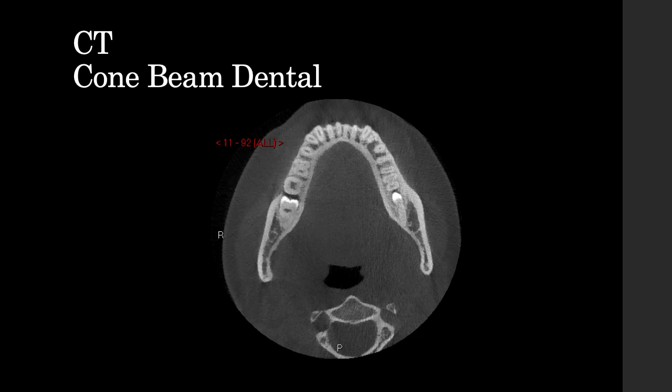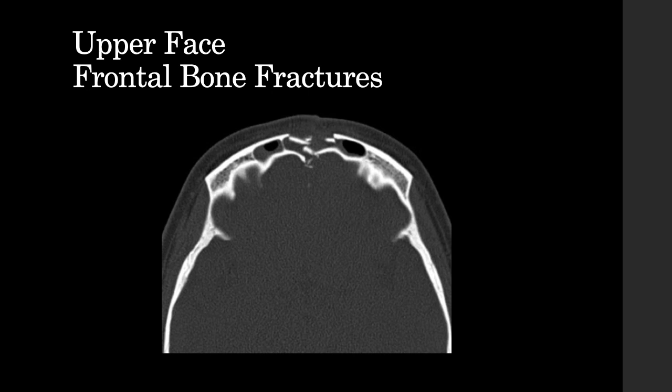Okay, so we've talked about the technology we use to obtain images. Now the next question is, what can we see and what injuries can we detect with them? So if we go next to the upper face, really the upper face is the frontal bone. It's everything sort of above the orbits. So it's the frontal bone, it's the supraorbital ridge. So the biggest thing we're going to see is fractures.